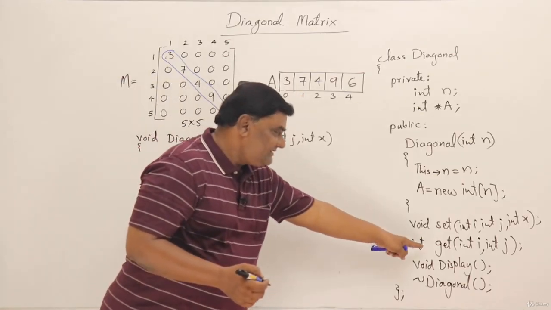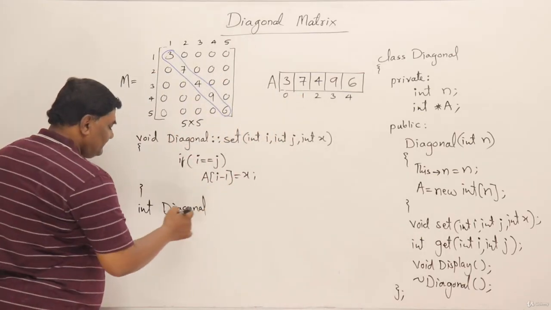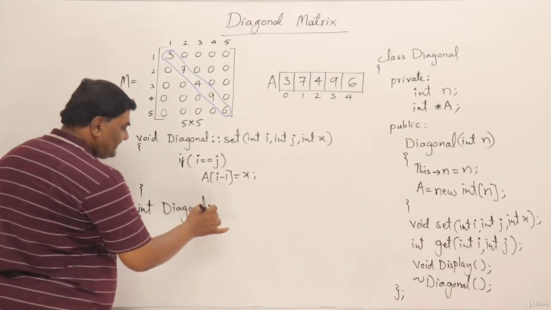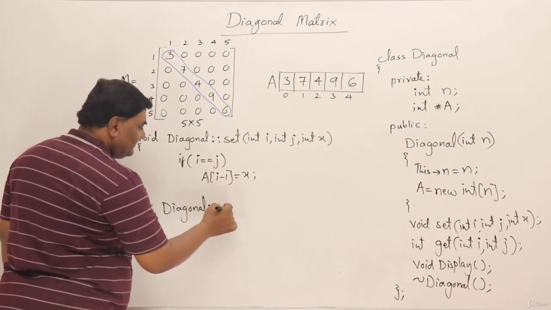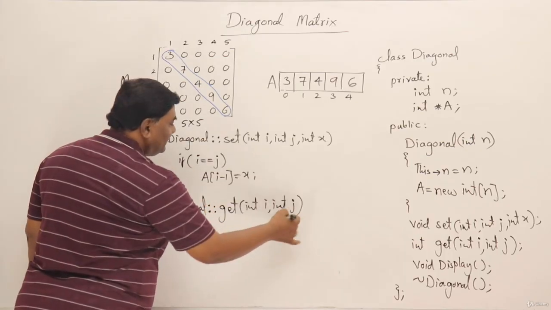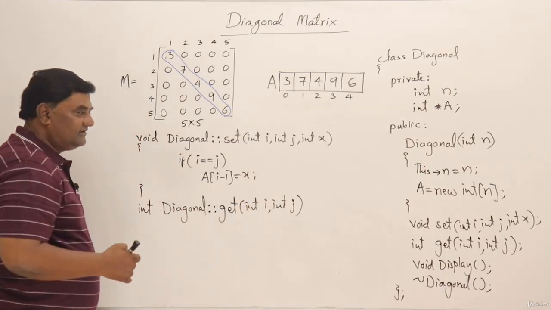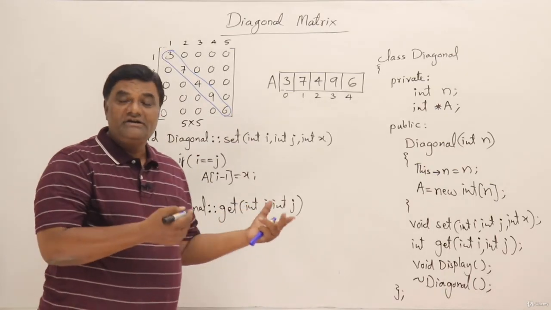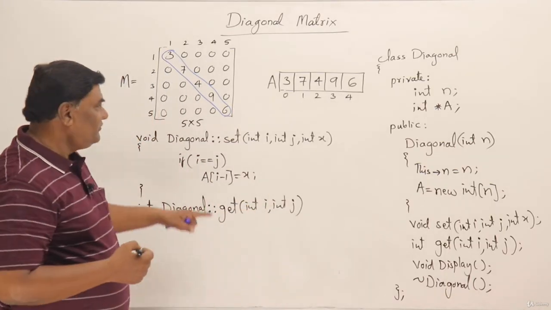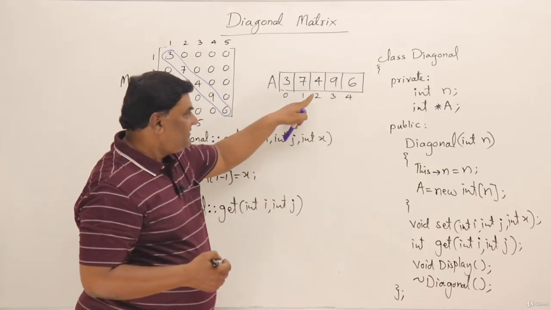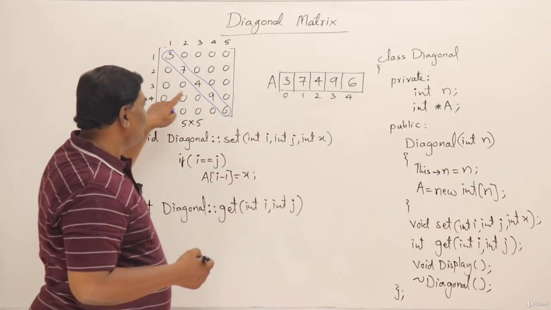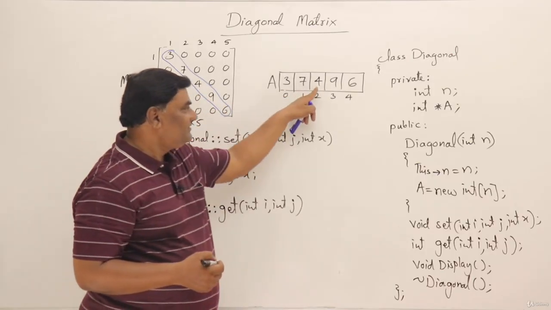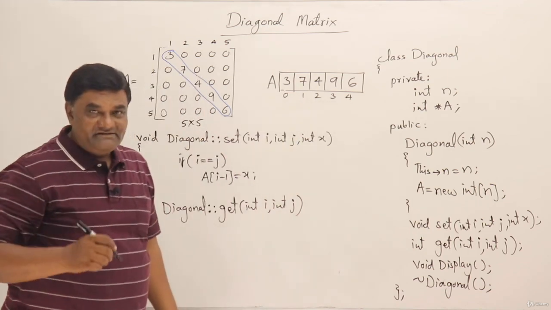Then the second one is the get function. Return type and the class name. Next, get takes two parameters i and j, that is, which element you want to read, which element you want to retrieve. Suppose I want to retrieve 3 comma 3. So 3 comma 3 means at index 2, that is 3 comma 3 is 4. This one. So i comma j is given.